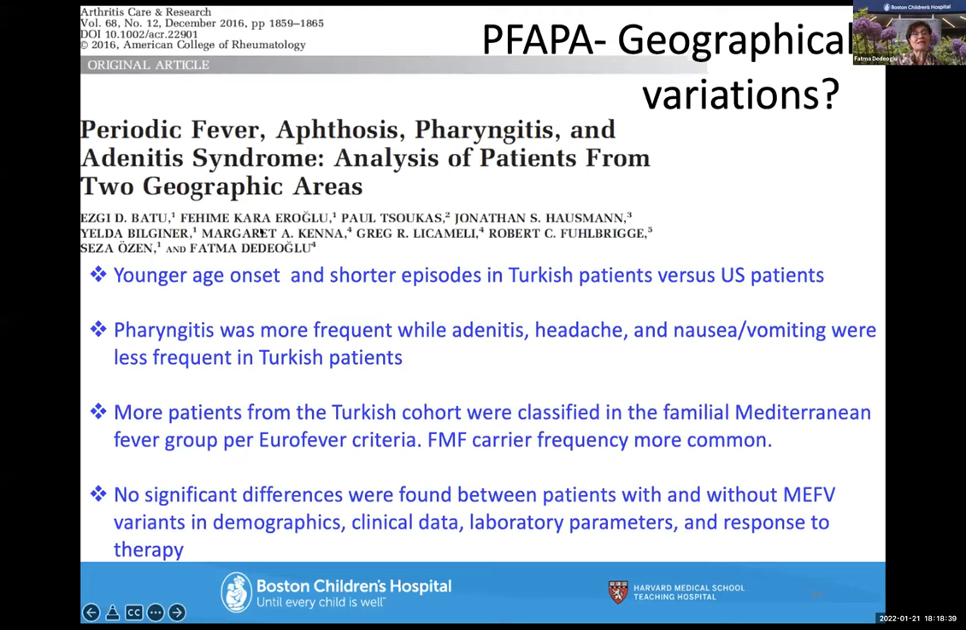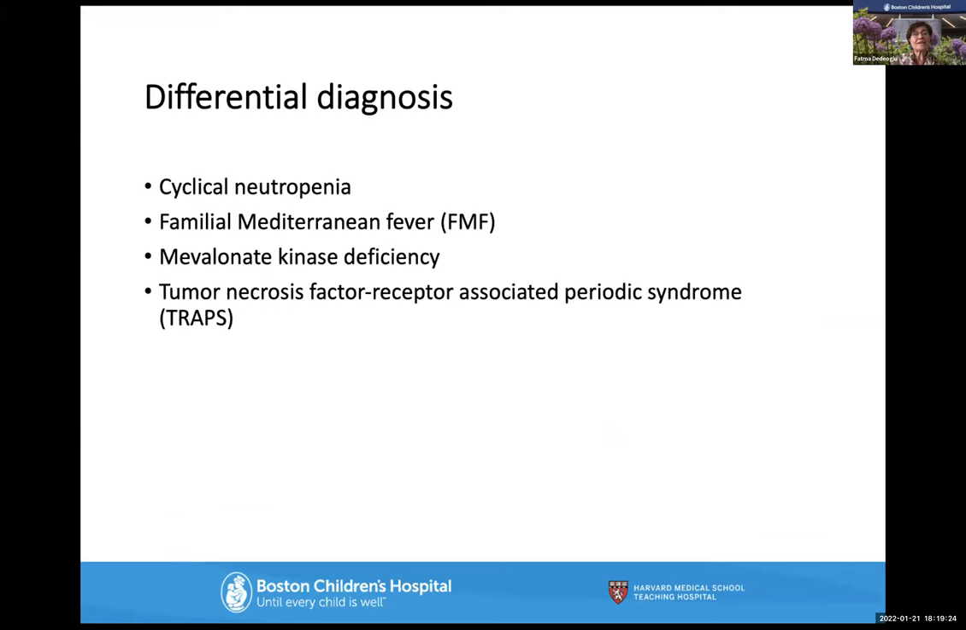We tried to look at that several years ago with a group of collaborators in Turkey, where, as you know, familial Mediterranean fever is very endemic. It's very common. So there were some differences in presentation between the patients from the United States and Turkey: a younger age of onset and shorter episodes. And pharyngitis was more common in the Turkish population. And obviously those patients fit the classification criteria for familial Mediterranean fever, the Eurofever criteria, more so than US patients.